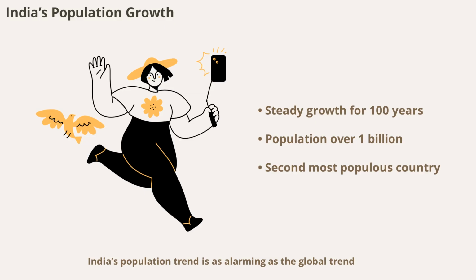India's population trend is as alarming as the global trend. Except for a slight dip between 1911 and 1921, the population has been steadily increasing for the last century. Since 1951, the growth rate has been especially high. In 2001, India's population was estimated at 760 million, but it has already crossed the 1 billion mark and continues to grow rapidly. India is now the world's second most populous country after China.